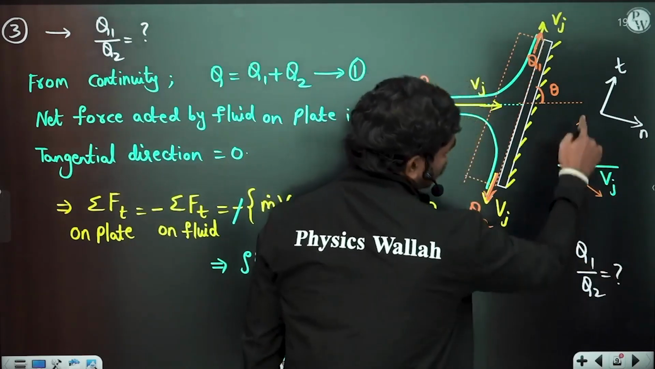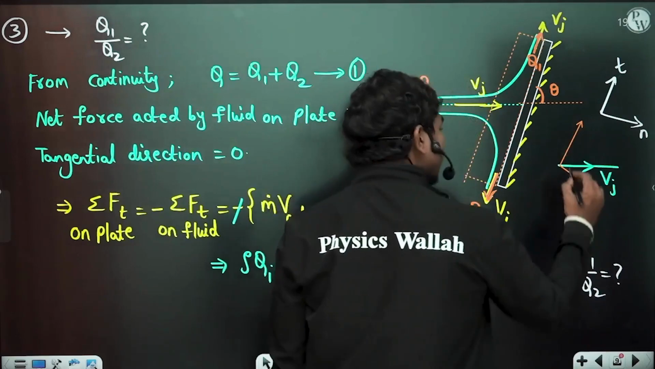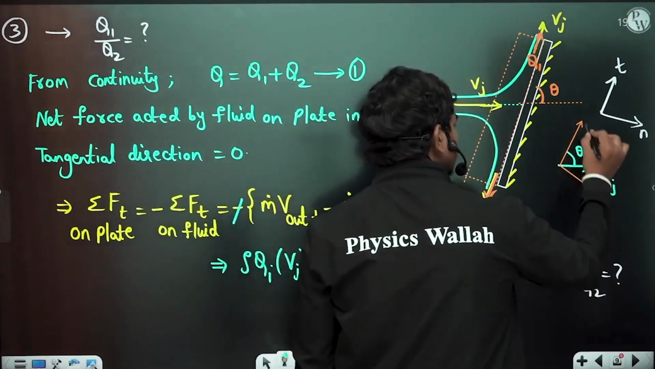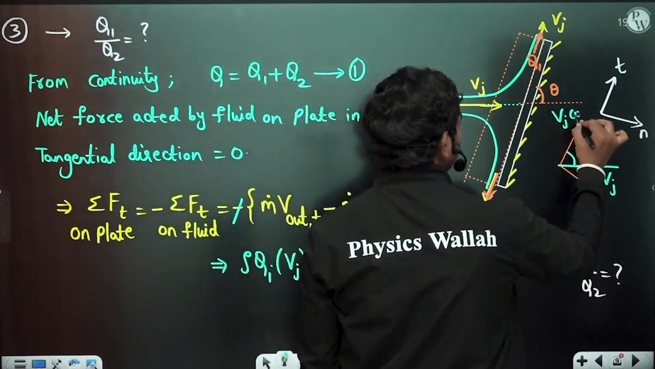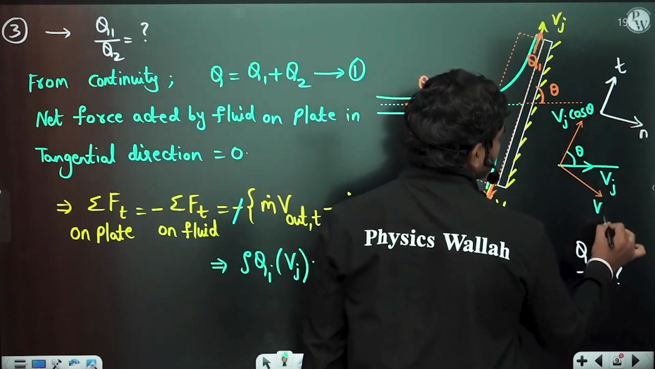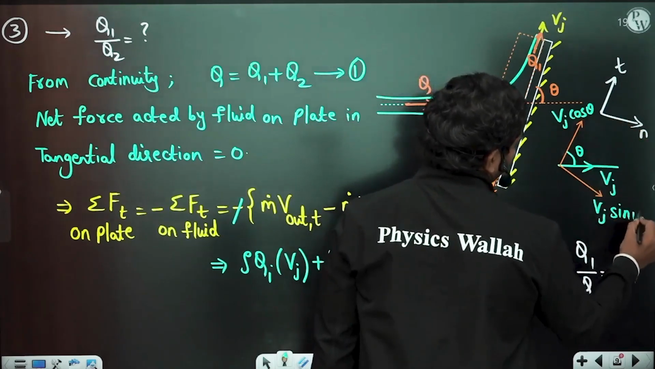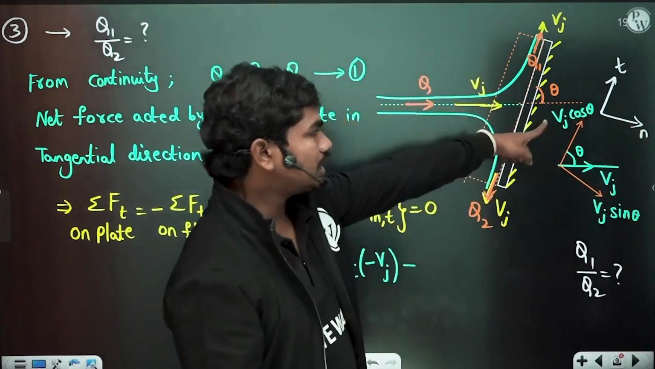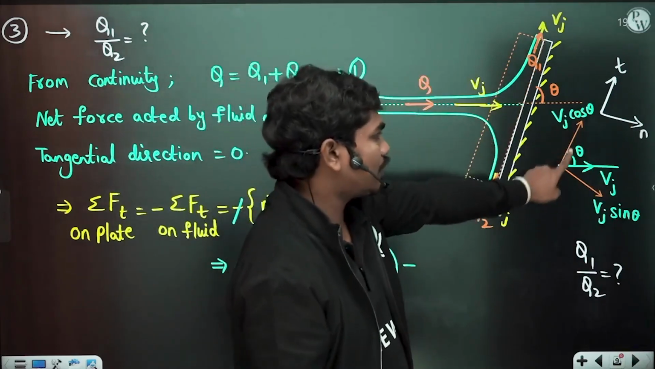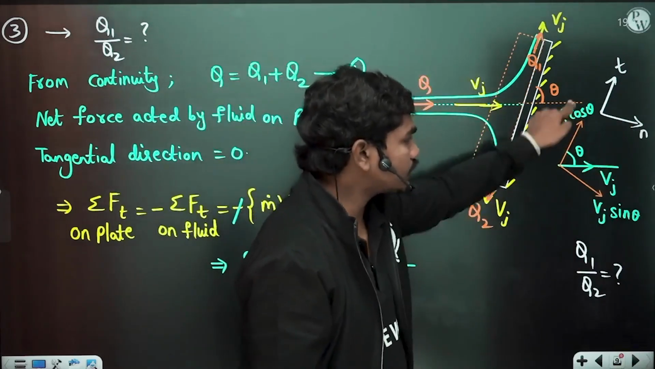Okay, so now these two are normal components and here this angle is theta with horizontal. So this is vj cos theta is the tangential and vj sin theta is normal component. Okay, so in the tangential direction, you see this is along the positive arc, correct? If this is v, then the resolution will be like this.